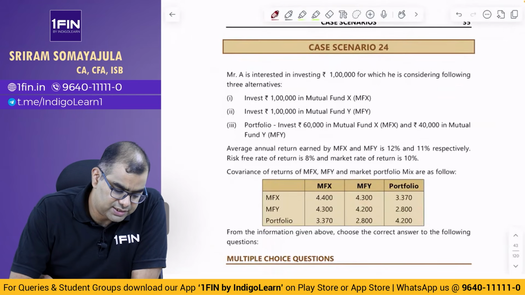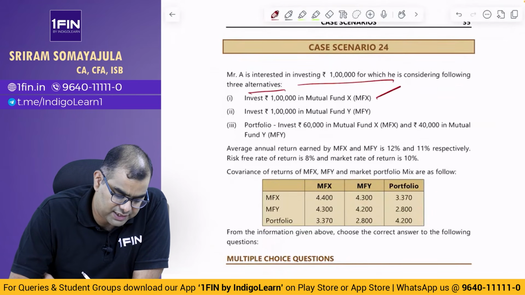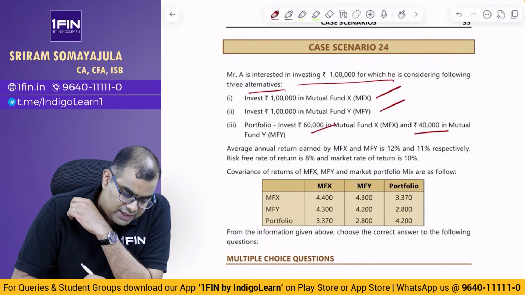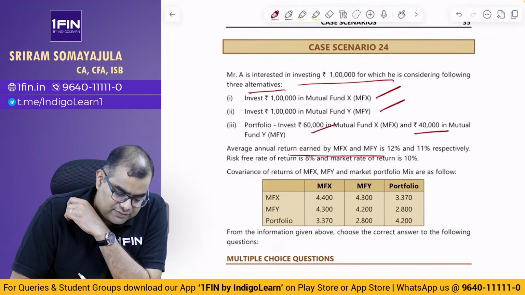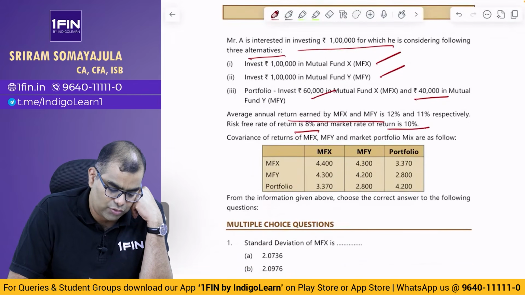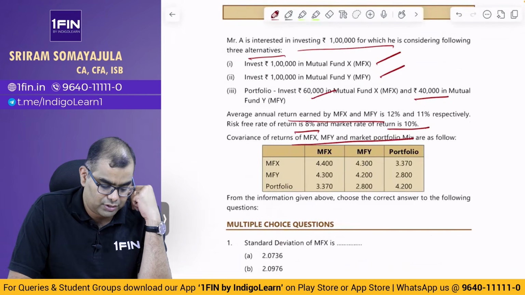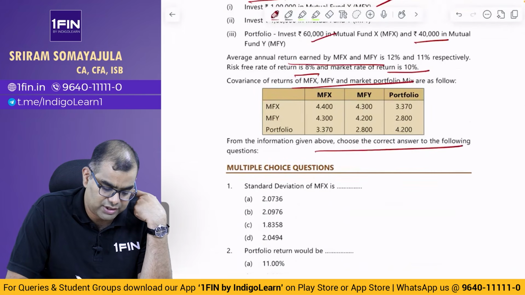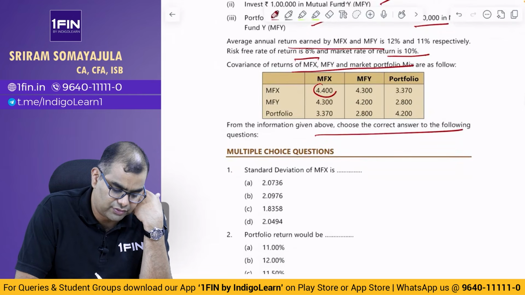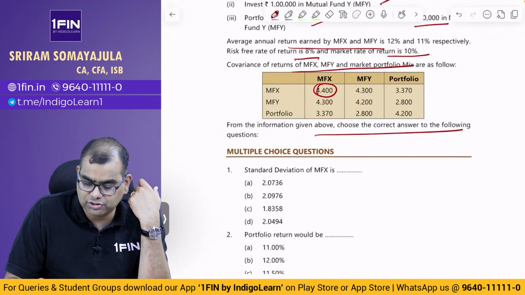Then Mr. A is interested in investing 1 lakh, for which he is considering the following 3 alternatives. Invest a lakh in mutual fund X, a lakh in mutual fund Y, or a portfolio where 60,000 in X and 40,000 in Y. Average annual return earned by X and Y is 12 and 11%. Risk-free rate is 8%, market return is 10%. Covariances of MFX, MFY and the market portfolio are given. From the information, choose the correct answer to the following. Standard deviation of MFX: the covariance of a security with itself is its variance.